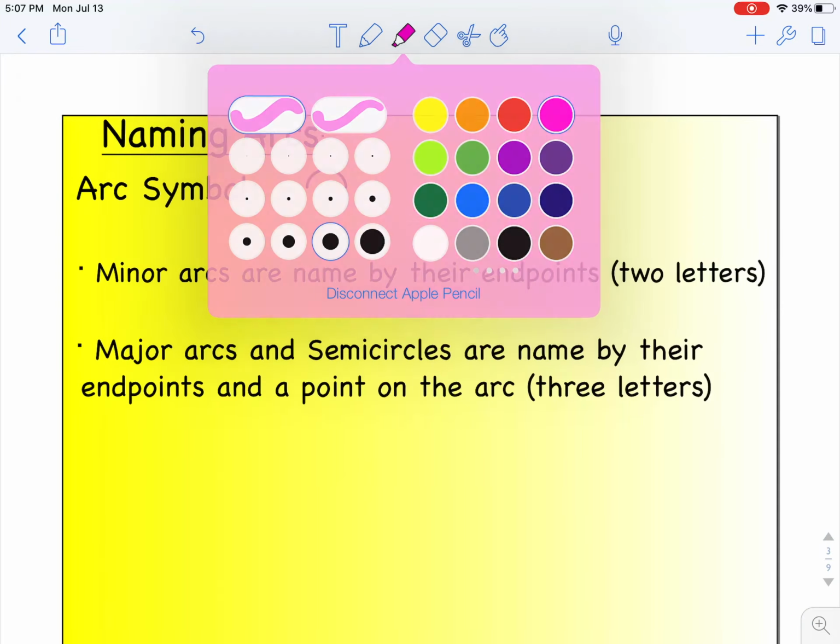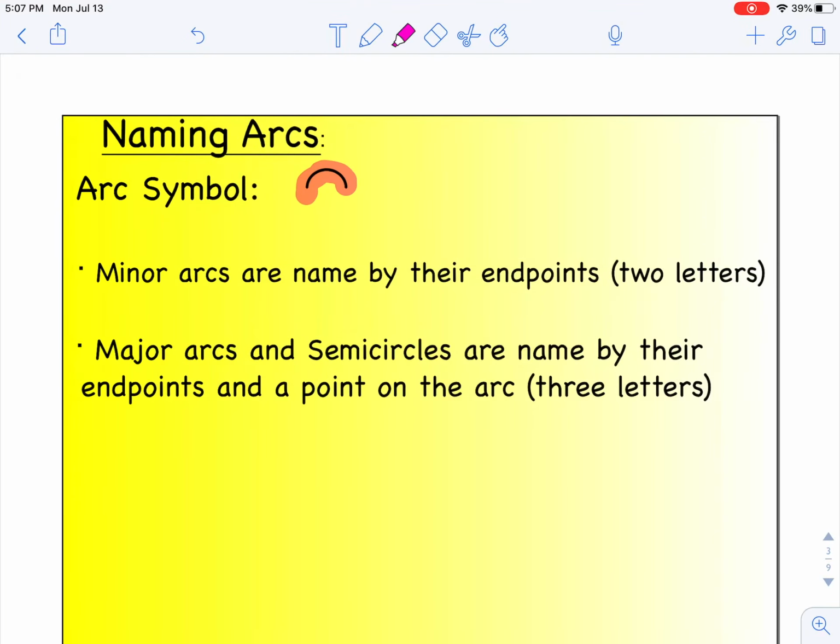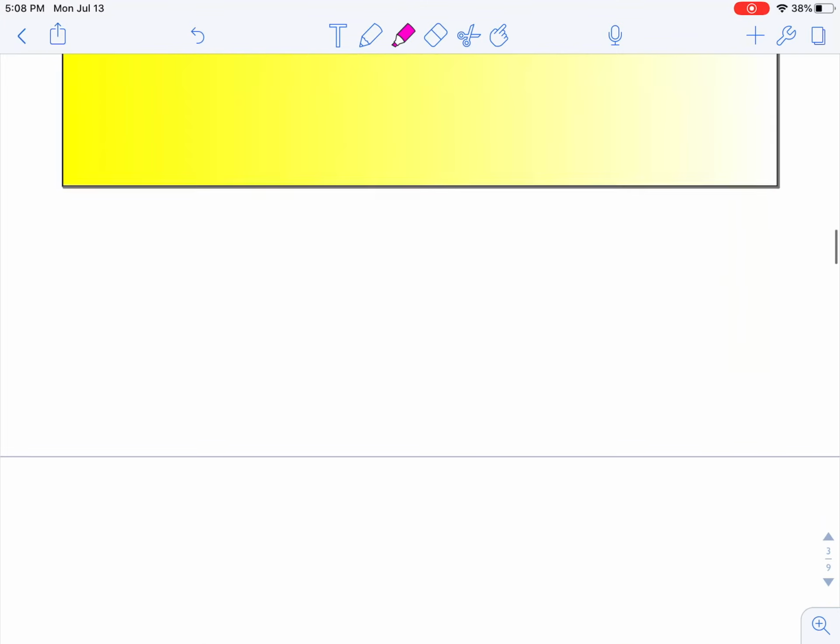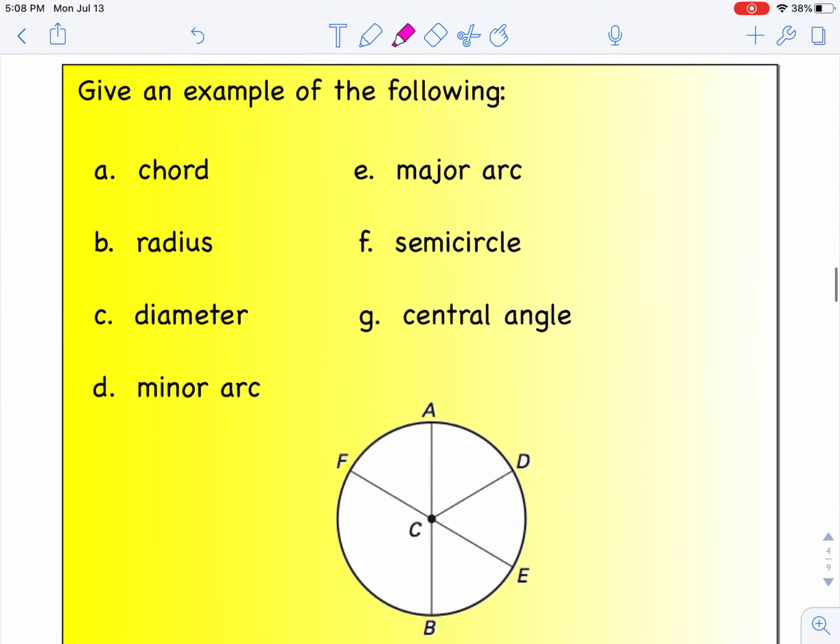I've already kind of written some arcs, but when we name arcs, we use that little symbol. It's like a little curve symbol. So this is our symbol for arc. And minor arcs are named by their endpoints with 2 letters, and major arcs and semicircles are named by their endpoints and a point on the arc. So we always use 3 letters, and that's how we can determine which arc they're referencing. Because if they just use 2 letters, we might be considering going from the right to the left or left to the right, and you would have different sizes of those arcs.